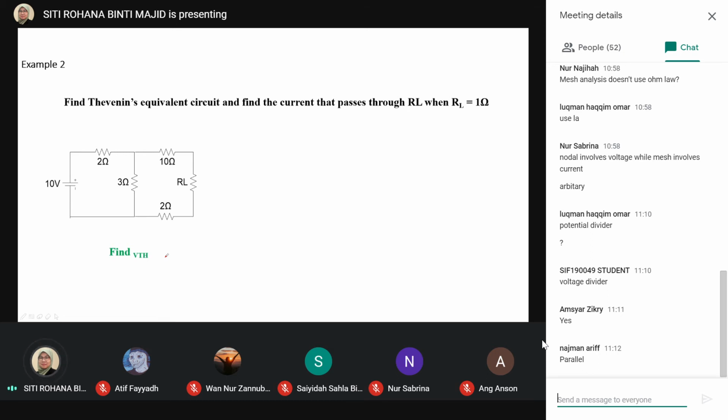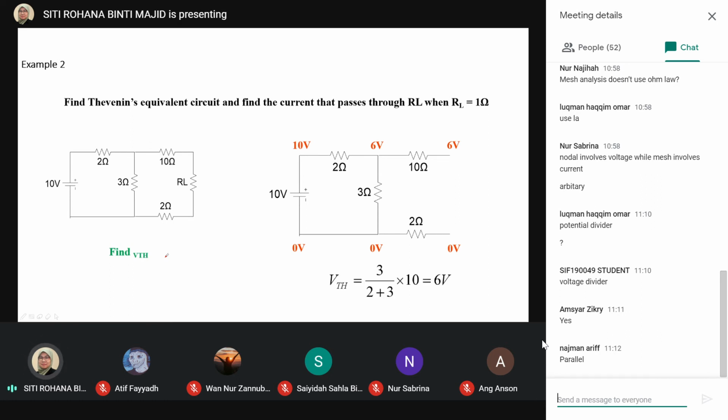So here we want to find the VTH. Refer back to my notes on how we can calculate the VTH from this diagram. We can plug in the values as shown in the red color, which is 10, 6, and 6, and the low line as 0 volt. And the VTH is 3 over 5 times 10, and then we will get 6 volts.